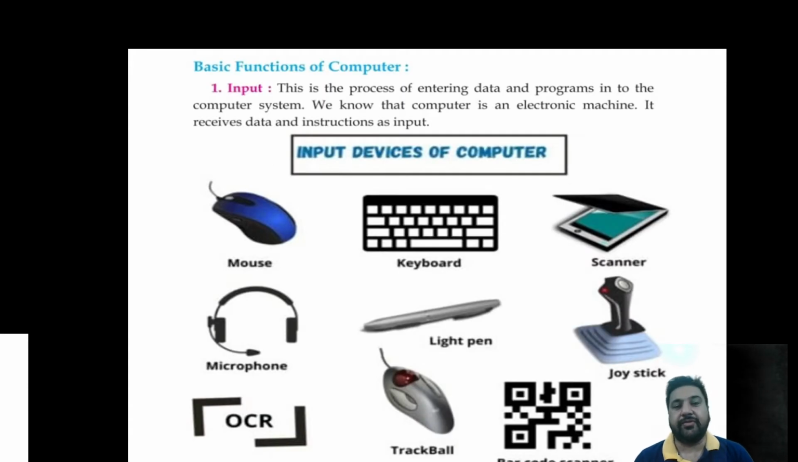Basic functions of computer. The first one is input. This is the process of entering data and programs into the computer system. We know that a computer is an electronic machine. It receives data and instructions as input. Input devices are: keyboard, mouse, microphone, OCR meaning optical character reader, trackball, barcode scanner, joystick and scanner. The most important input devices used in our common life are the keyboard and mouse.